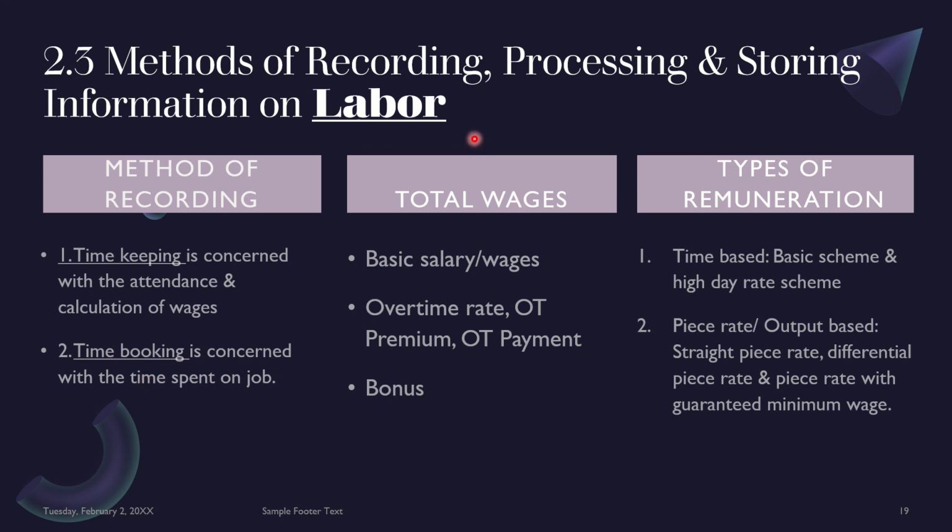The total wages for labor consists of three components. The first one is a basic salary, second is the OT payment, and third component is a bonus. So you total up basic salary with the OT payment, and then add with the bonus, you will get the total wages for the labor.